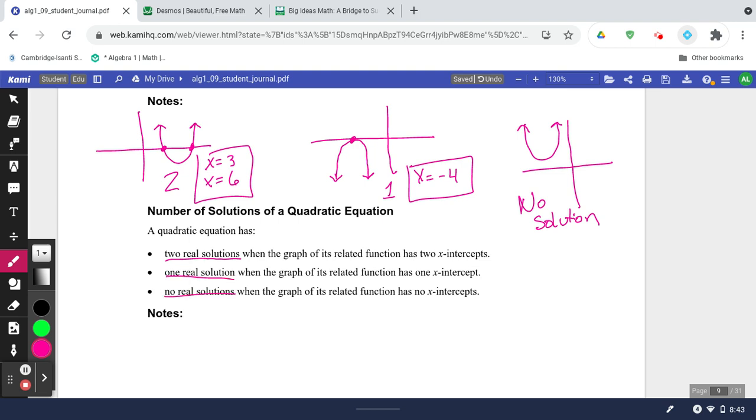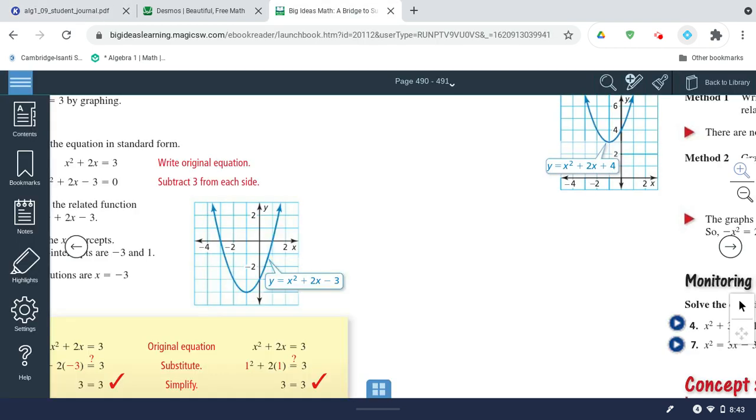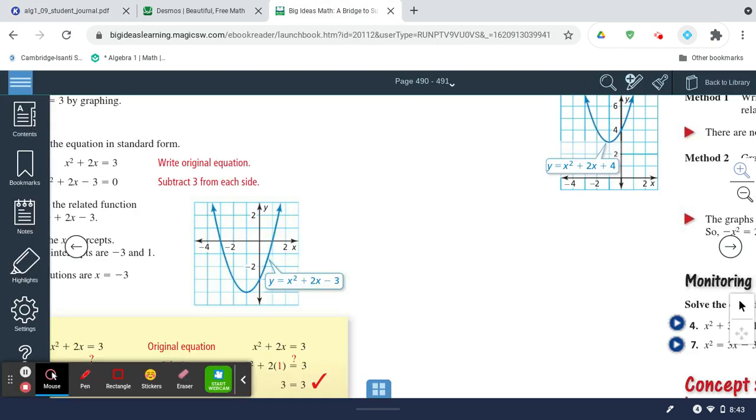You're either going to have 2 answers, 1 answer, or you're going to say no solution. This graph doesn't ever cross my x-axis. So I'm going to show you a little bit. I don't love the examples here in the student journal, so I'm going to show you in the textbook some things that kind of look like our homework. Over here, you'll get something like this. You'll get a little image of a graph.